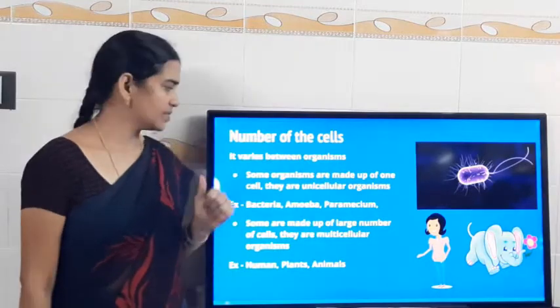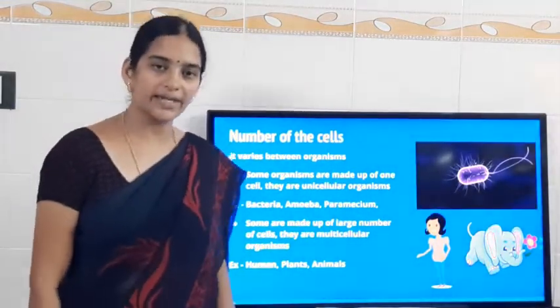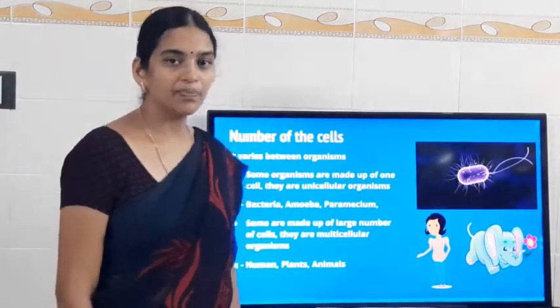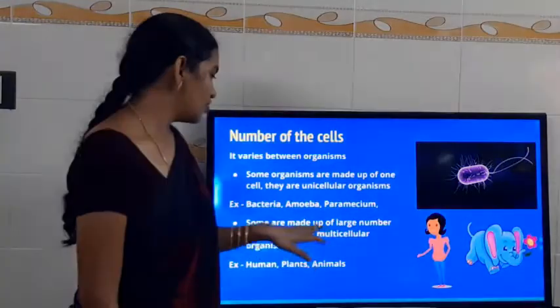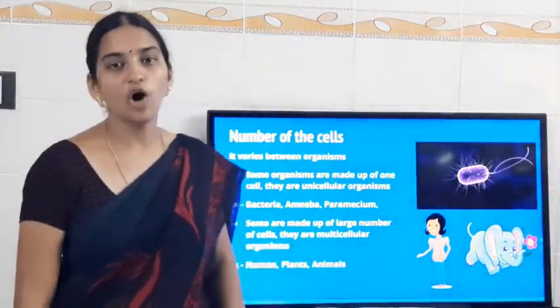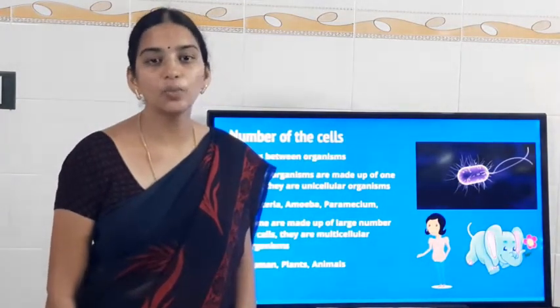There are some organisms which are made up of only one cell. They are called unicellular organisms. The best example of a unicellular organism is bacteria. And there are some organisms which are made up of a large number of cells. They are called multicellular organisms. The best example of multicellular organisms is human beings.